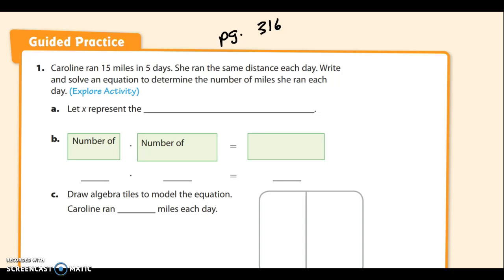Well, what we don't know is the number of miles she ran each day. So that's what we're going to let x equal. So A says let x represent the number of miles she ran each day.